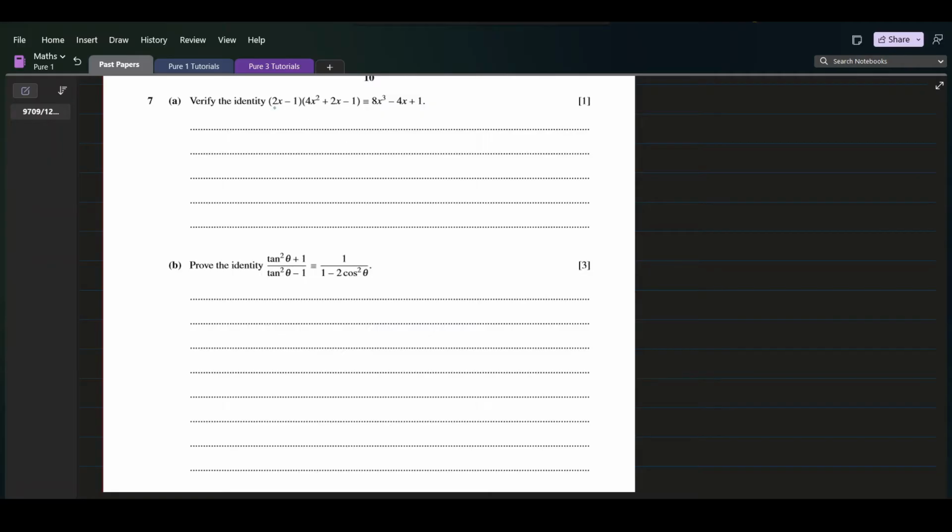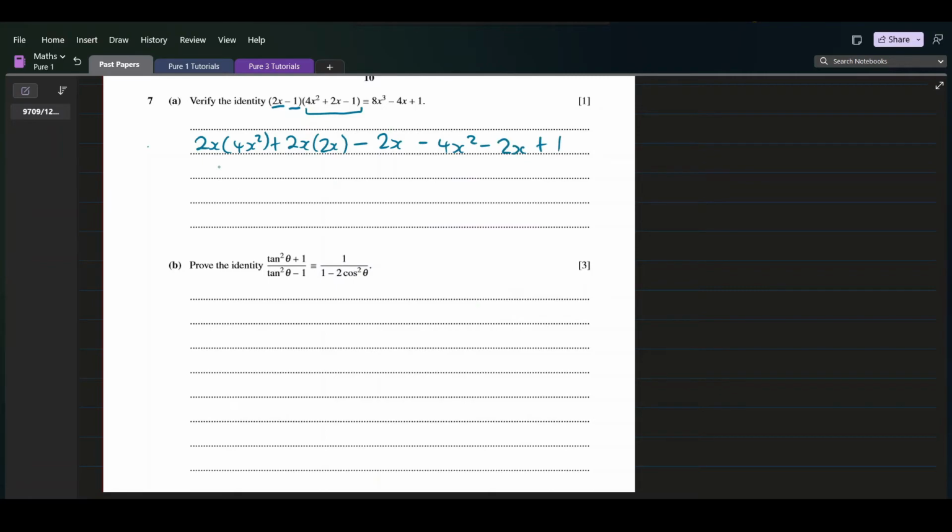Okay, so let's start by multiplying 2x with this whole bracket over here. So that's 2x times 4x squared plus 2x times 2x minus 2x. And now let's multiply the minus 1 by the whole bracket. So that's minus 4x squared minus 2x plus 1.